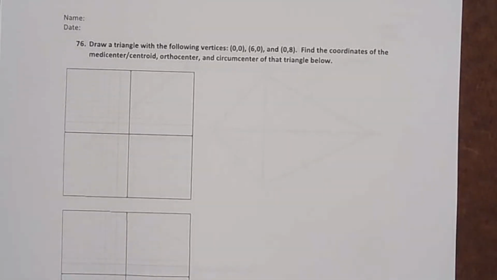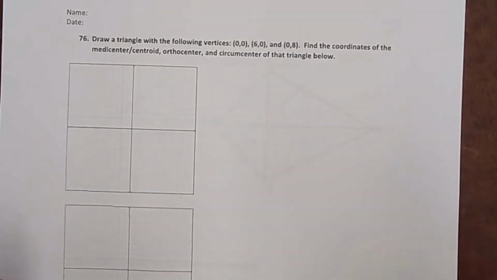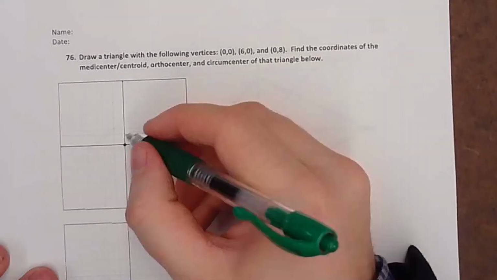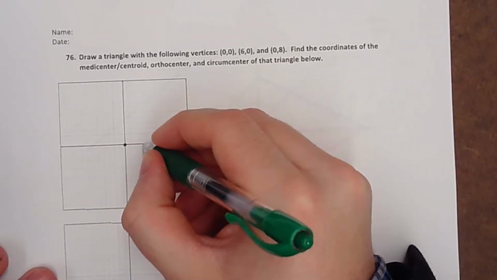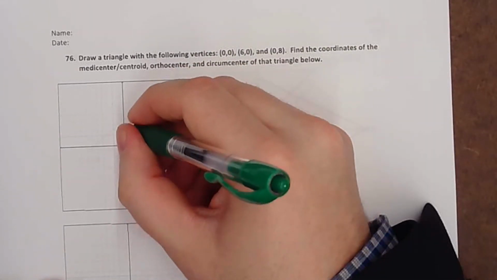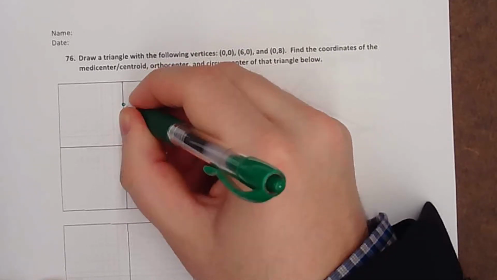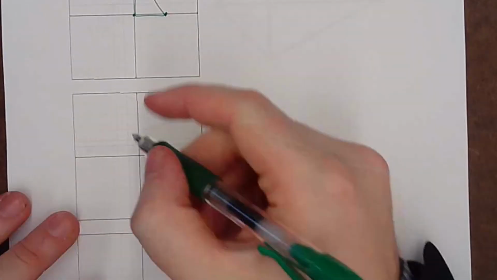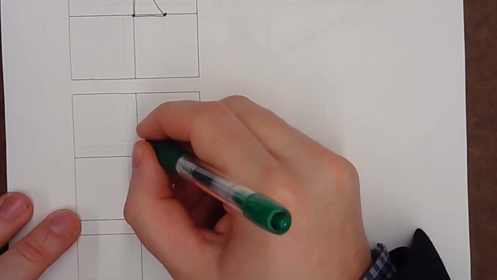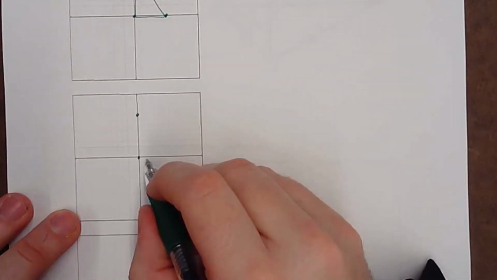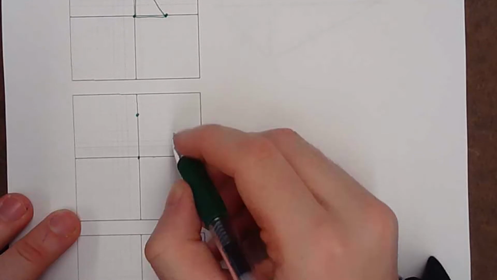All right, so 76. We're going to draw the same triangle 3 times. I know this is kind of confusing. We're going to draw the same triangle 3 times using these vertices. 0, 0, 6, 0, 1, 2, 3, 4, 5, 6. This copier is booty. 1, 2, 3, 4, 5, 6, 7, 8. The same triangle 3 times. So there's 1.